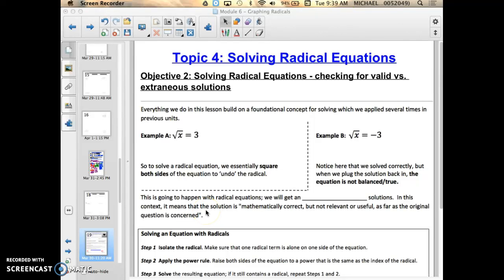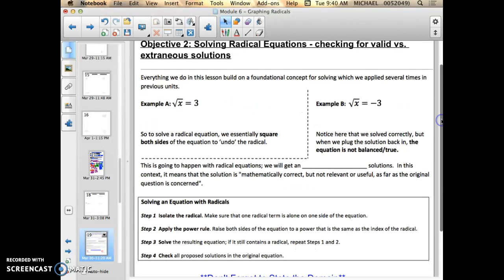The second objective in topic 4 of solving radical equations is to actually solve them, but also checking for valid versus extraneous solutions. So two pieces of this: you're going to solve the equation for the variable, but then check to see if the solutions you find are valid or what's called extraneous. So I'm going to talk about the term extraneous to begin with.